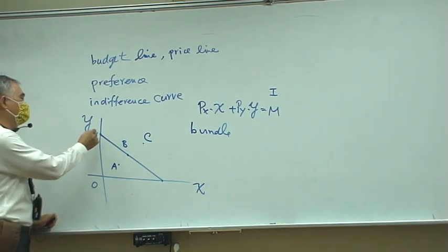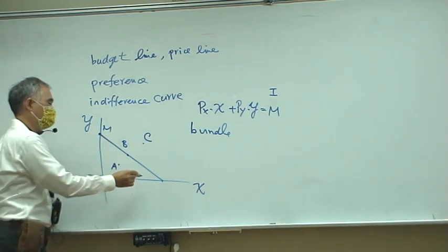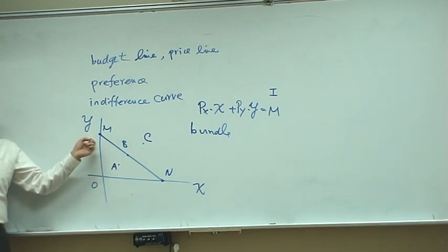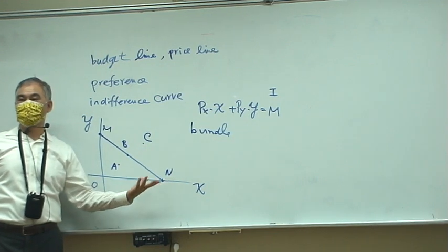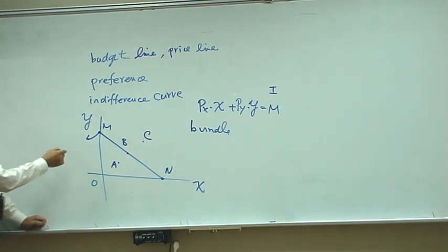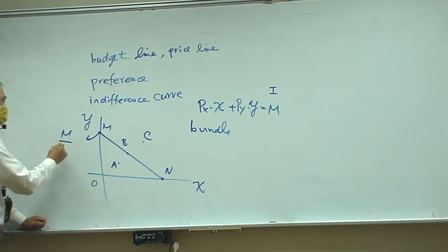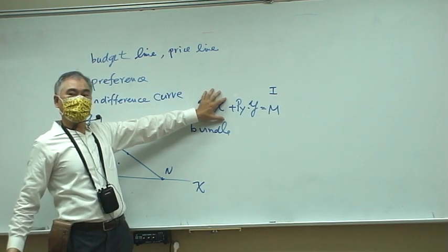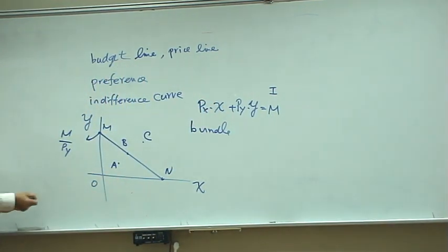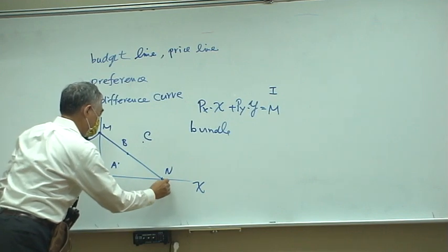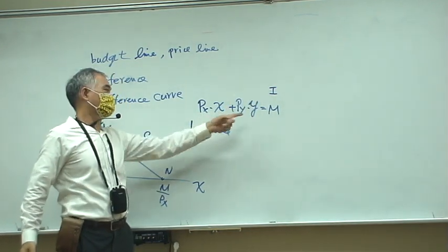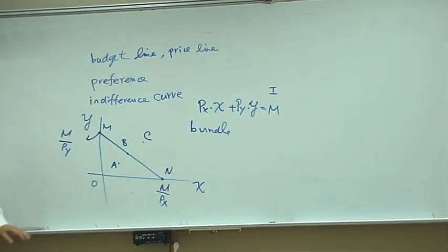For example, if you consume at this point, let's call it M, and here call it N. If you consume at M, what does that mean? You consume no X at all, right? So in this case, how much of Y can you buy? It is equal to M divided by PY, because there is no X. This is the amount of Y you can buy. And N is the same thing: M divided by PX. No Y, so this is the amount of X you will consume.